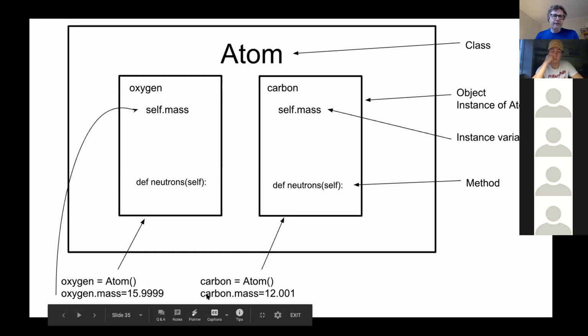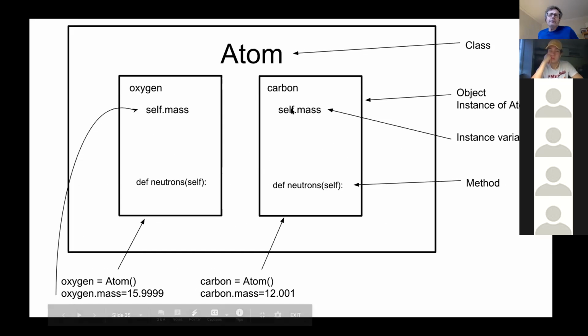Sorry, this refers to this. Then the other thing that I define when I define a class is member functions. We call those methods. So oxygen has a method called neutrons, and carbon does too. In fact, every object has all the methods of that class. And how do I call a method on a class?